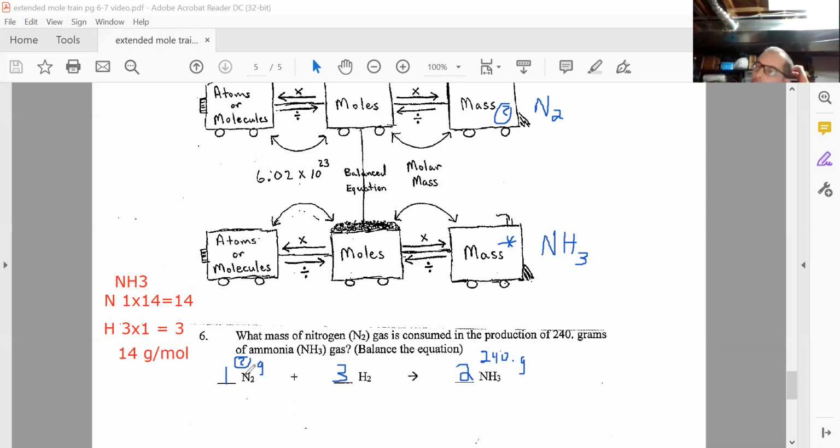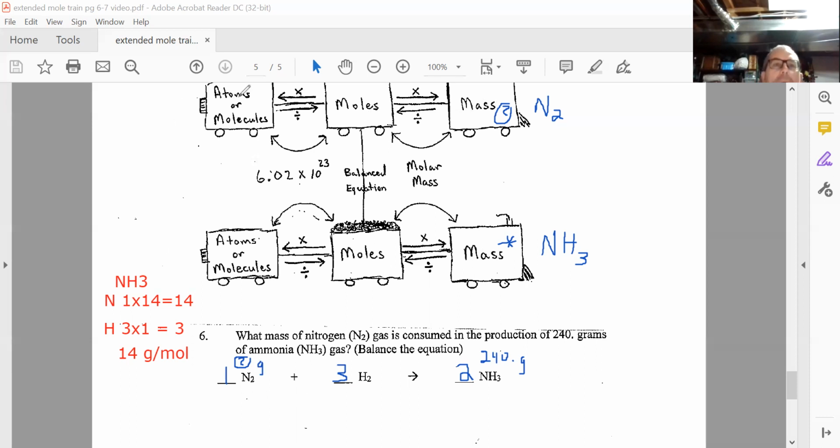I have to do more work than that, because this equation doesn't say 1 gram plus 3 grams forms 2 grams. It says 1 mole of N2 plus 3 moles of H2 forms 2 moles of NH3. So I got to convert to moles first, then go through my mole ratio, and then go back to grams of N2. Because that's what balanced equations say. All right, so we've got our plan. We know our starting and ending point, and we know this is going to be our route. Now we just got to calculate the problem.